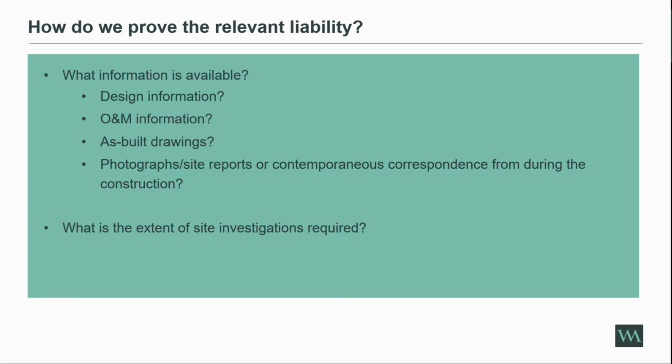And I think the starting point when we look at this is, okay, well, what information do we have? What information about the design and construction do we have? Now, this is obviously quite tricky on some historic projects, but you'd be surprised what people find in basements of flats. We need to see what design information we have. Do we have the O&M manuals from the original construction? Do we have as-built drawings? Do we have any photographs that were taken during the construction?